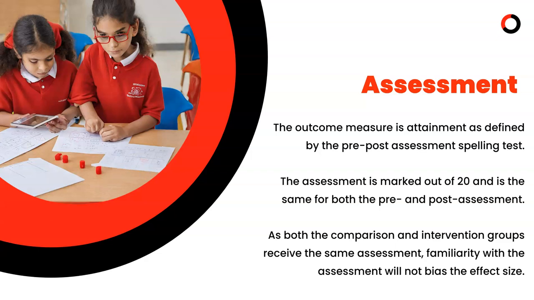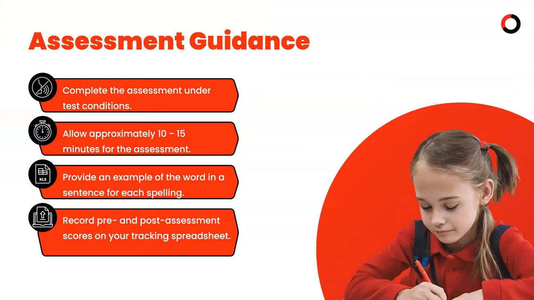Moving on to the assessment, the outcome measure is attainment as defined by the pre and post spelling test. The assessment is marked out of 20 and is the same for both the pre and the post assessment. As both the comparison and the intervention groups receive the same assessment, familiarity should not bias the effect. As assessment guidance, complete this under test conditions, allow approximately 10 to 15 minutes, provide an example of a word in a sentence for each spelling, and then record the pre and post assessment scores on your tracking spreadsheet and on the platform.